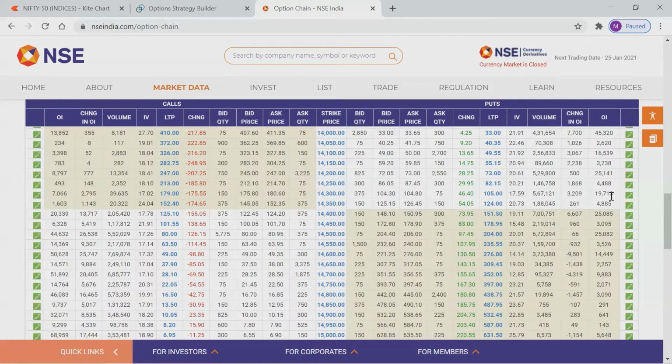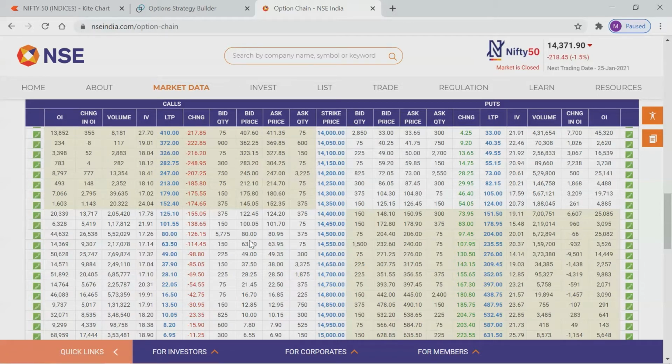So now see, this is ATM. This is the ATM strike price. This is also an ATM strike price. So 14,300, 14,250, 14,200 and 14,150, all these are slightly out of the money put strikes, because they are in the white area.